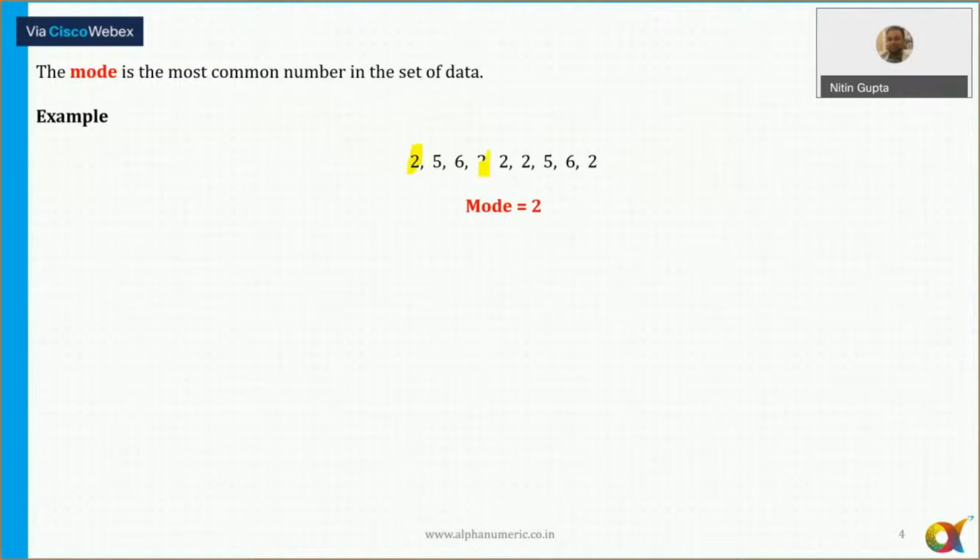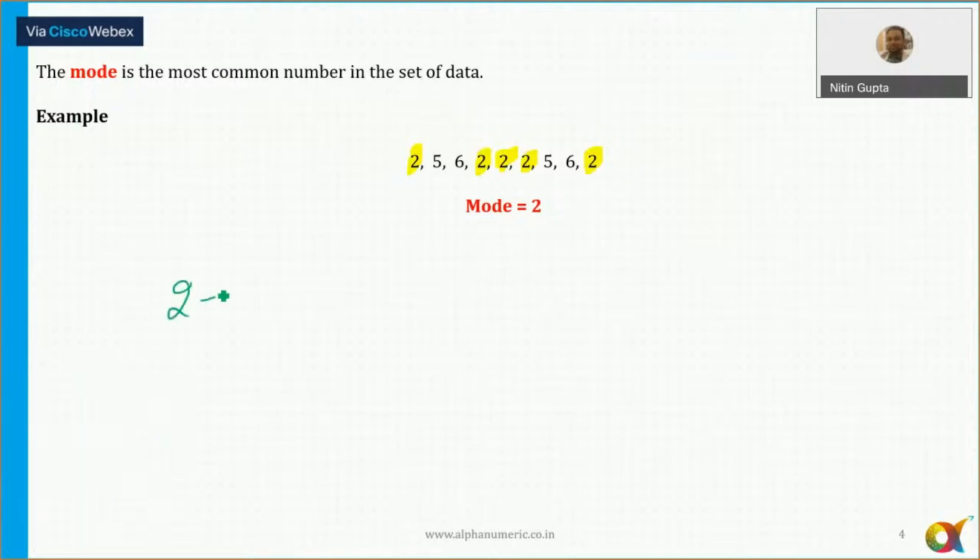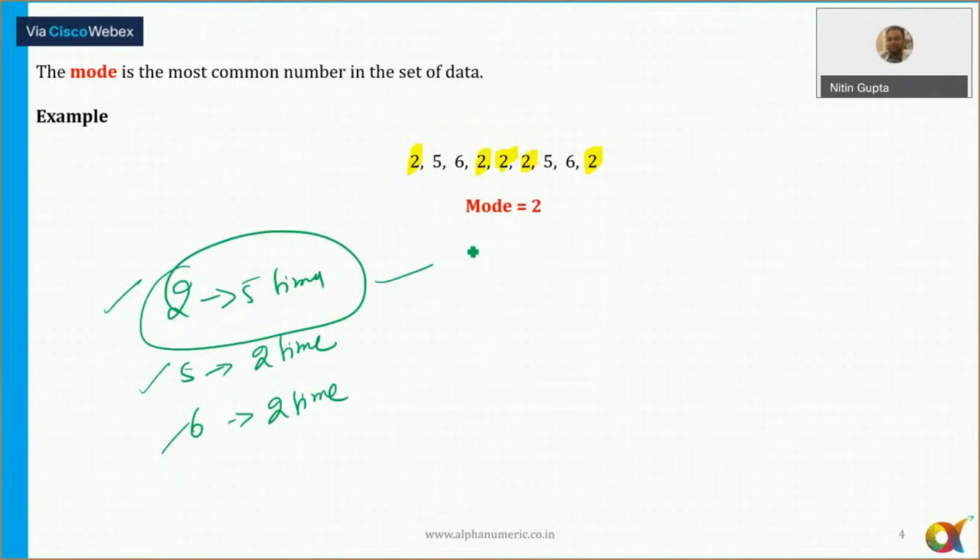Let's say 1, 2, 3, 4, 5. So we can say that the digit 2 is appearing 5 times here. The digit 5 is appearing 2 times, and 6 is appearing 2 times. So the maximum number of times, 2 is appearing. That's why the mode is equal to 2.